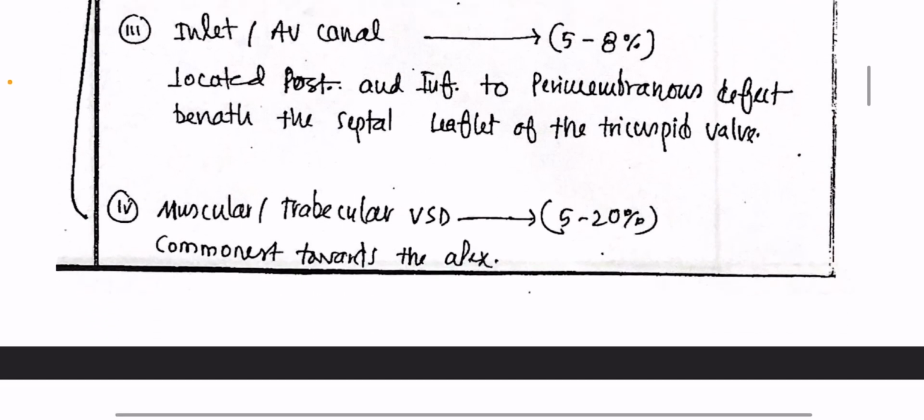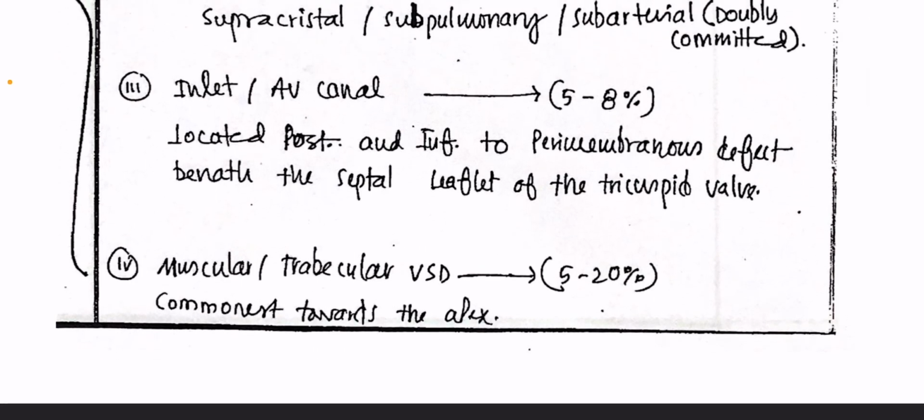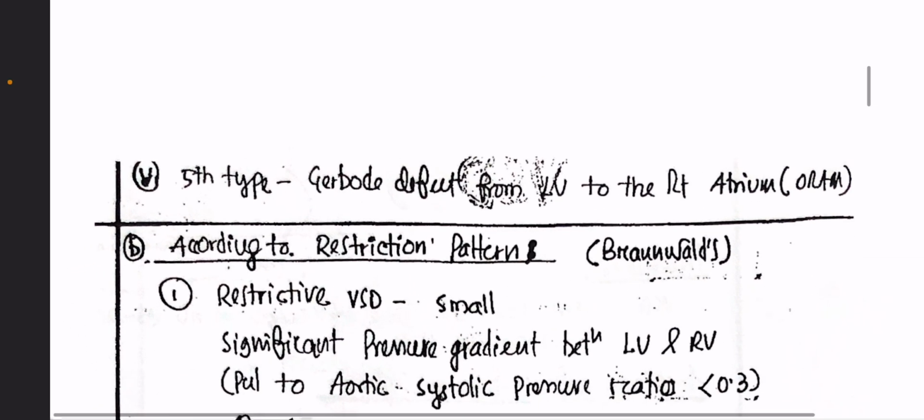tricuspid valve. Another is muscular or trabecular VSD. Occurrence is 5 to 20%, commonest towards the apex. And the fifth type is Gerbode defect, from the left ventricle to the right atrium.